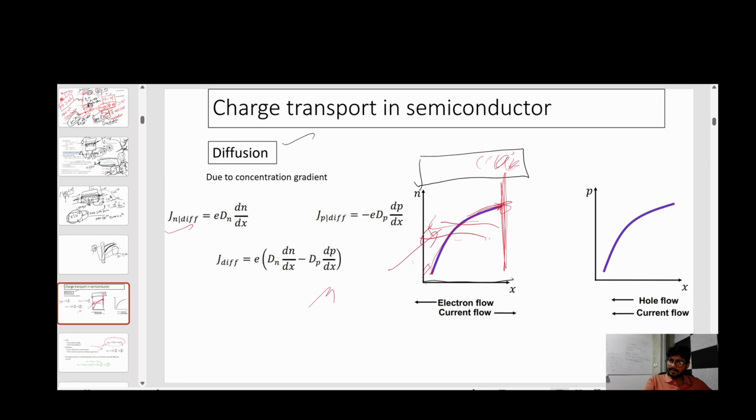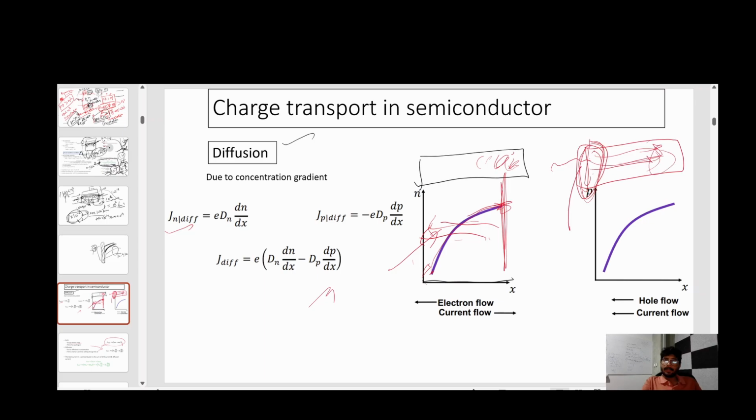Let us say this is the semiconductor. There are several reasons the carrier concentration can vary. If you are shining light in this region, you are creating more charge carriers here and fewer in this region, so the charge carriers will try to move toward this region. That is also diffusion, because when you shine the light there are more charge carriers here and fewer there, so they diffuse towards this end.